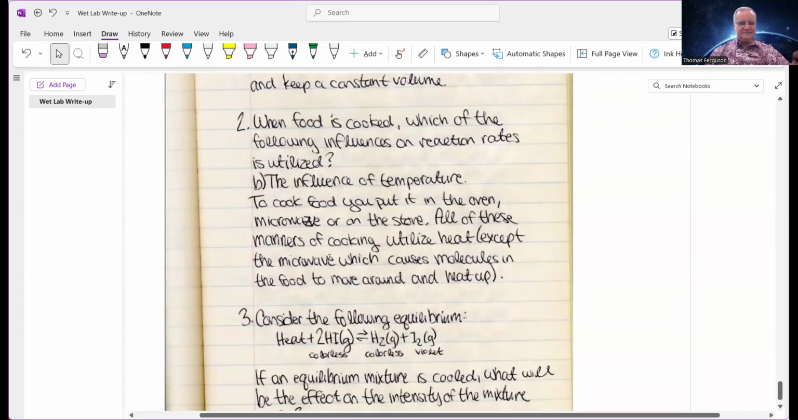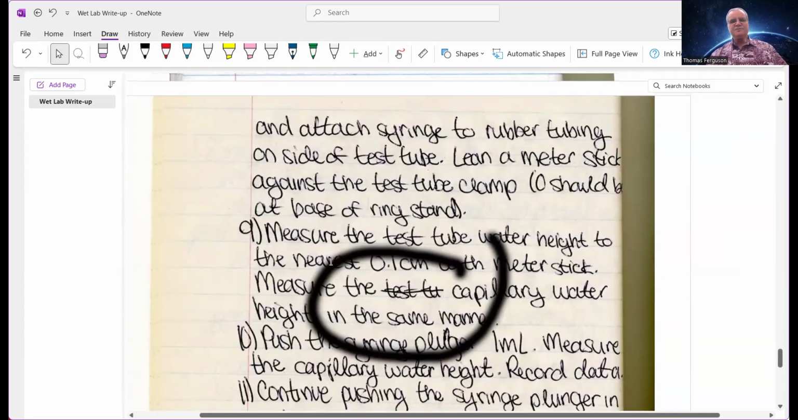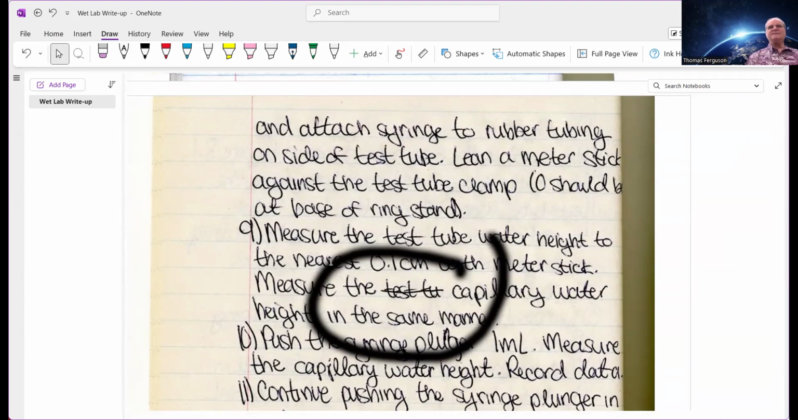A conclusion is pretty much, what did you learn? That's all I want. Usually about 3-4 sentences, no paragraphs, no pages, nothing like that. Make sure it's in it though, because you'll get dinged for conclusion points.